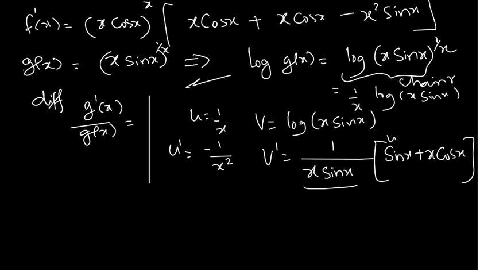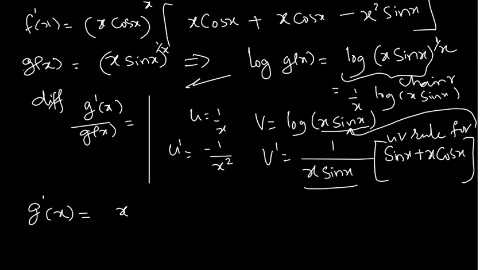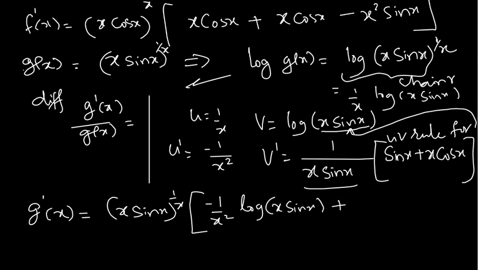This is u dash v inside this actually. Okay, so that's why I'm not writing it. I'm just saying you do the uv rule for this. Okay, you are doing the uv rule for that, that's why you get this. So g dash x equal to g of x, x sin x to the power of 1 by x, into u dash v, that is minus 1 by x square into v, which is log x sin x, plus u v dash, 1 by x, v dash is this 1 by x sin x, sin x plus x cos x.